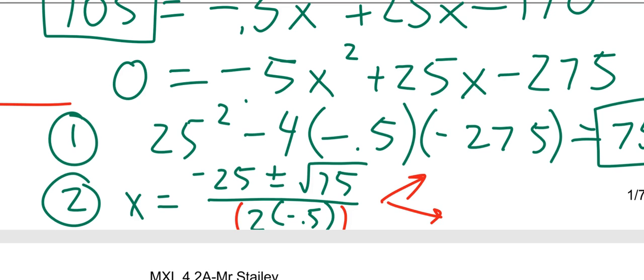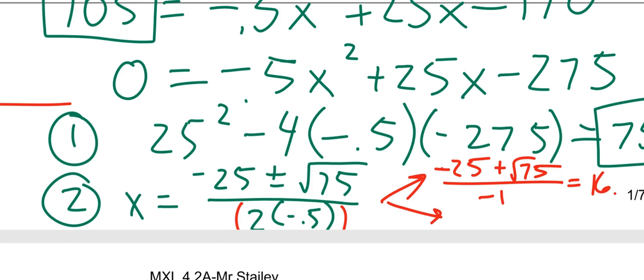And just let the calculator do the work. So negative 25 plus the square root of 75 all over that denominator, which is negative 1. Whether you typed it as 2 times negative 0.5 or you changed it to negative 1, I don't care. What did you get when you did this part?